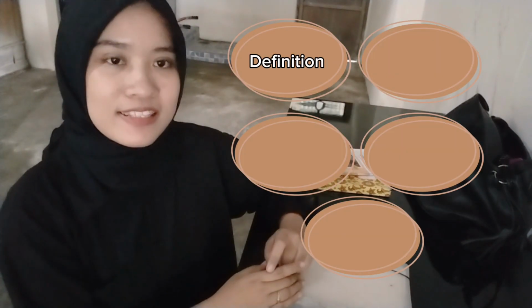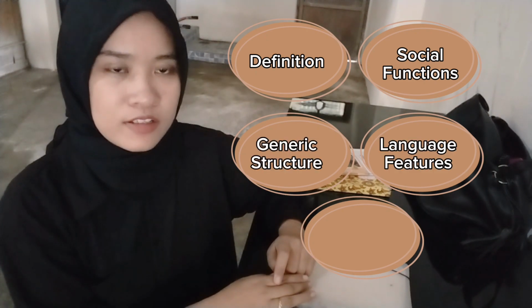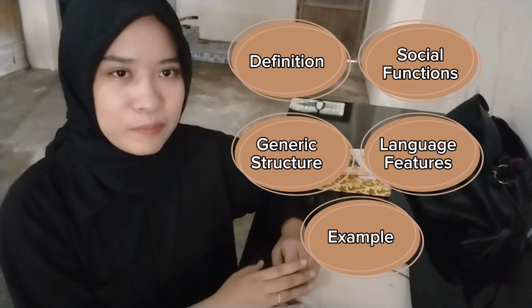So this time we will discuss the definition of procedure text, social function, generic structure, language features, and of course, the example of procedure text.